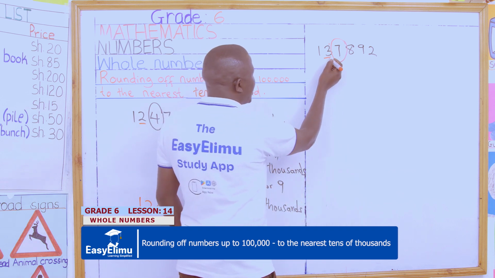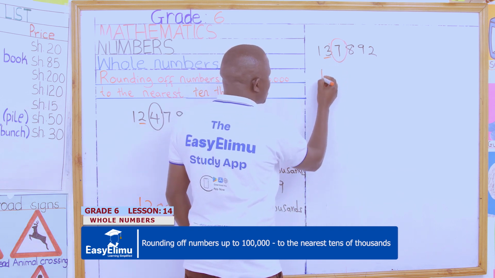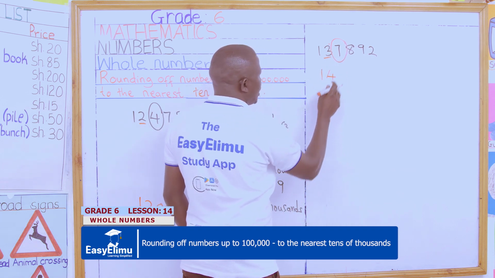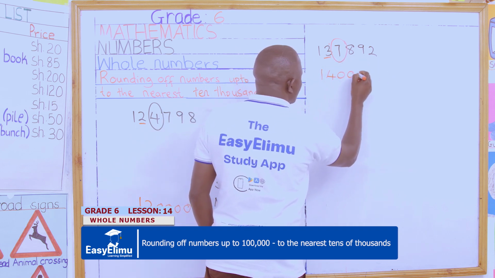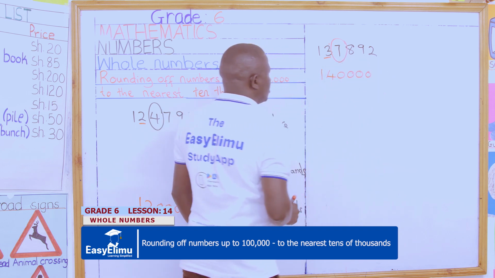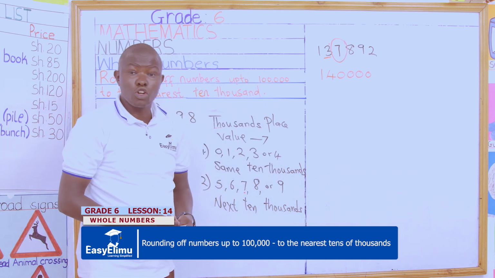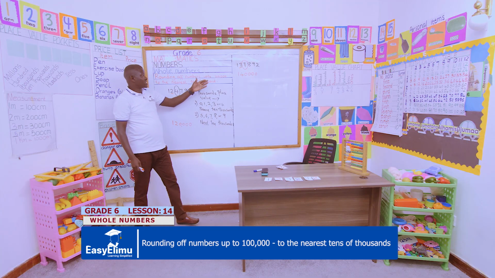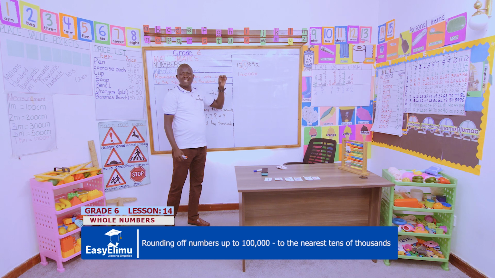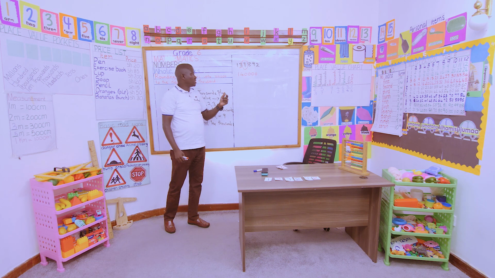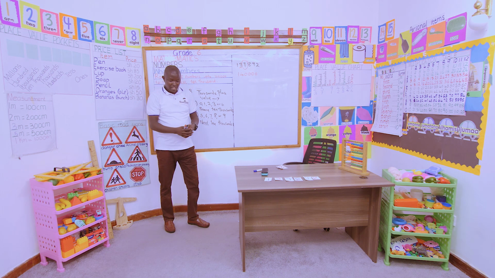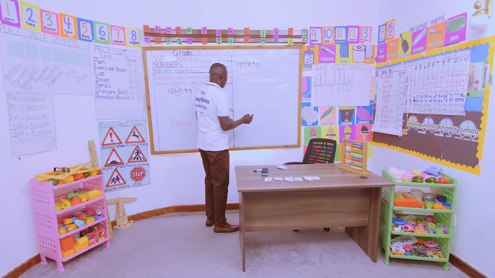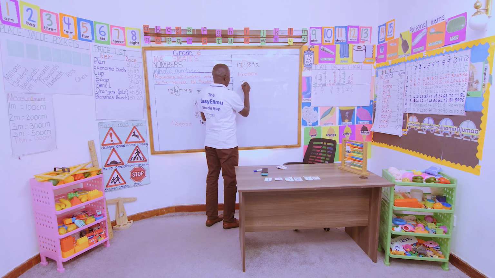So our 10,000 digit was 3. So it becomes now 4. Then now replace the rest with zeros. And that is how we round off 137,892 to the nearest 10,000. It becomes 140,000.